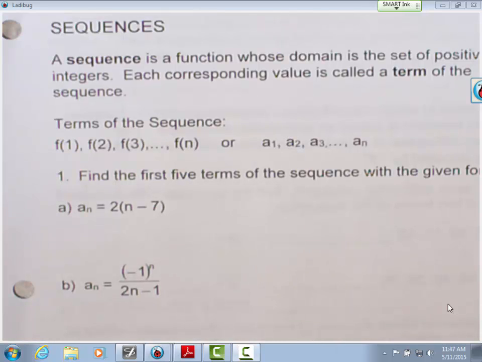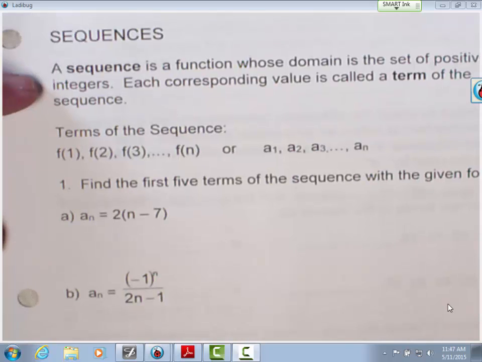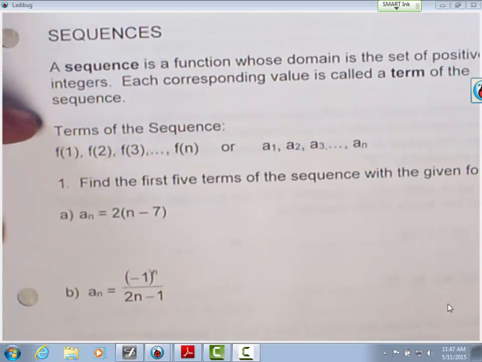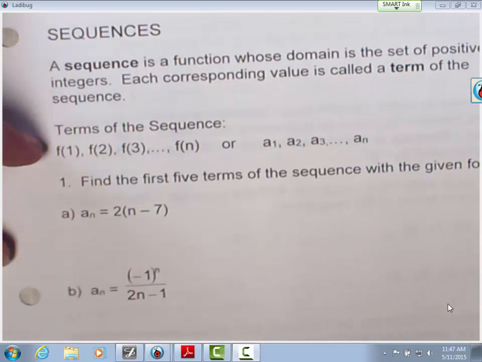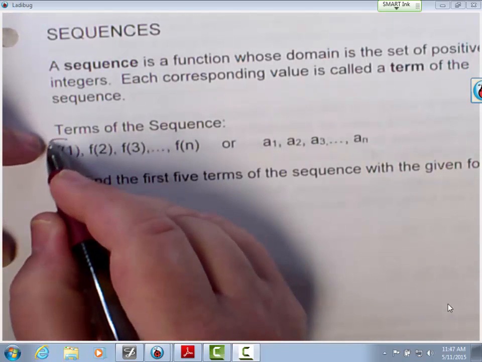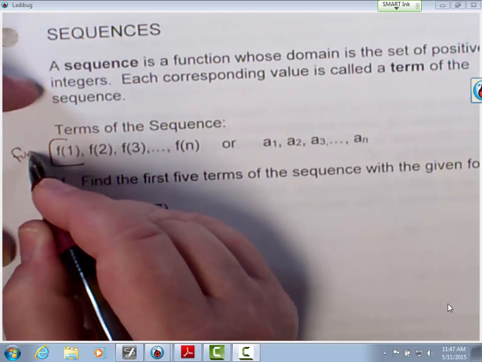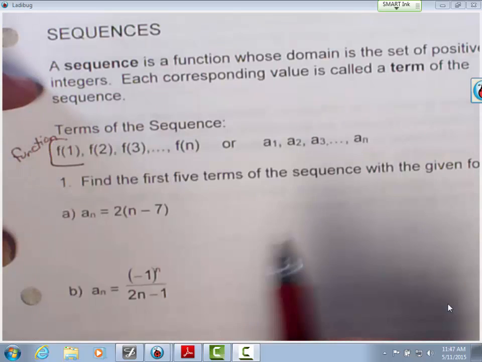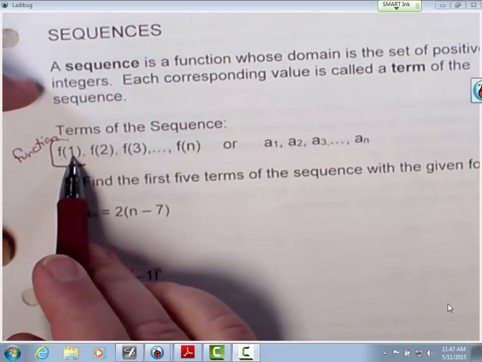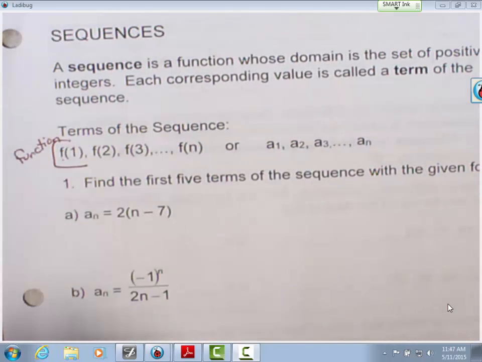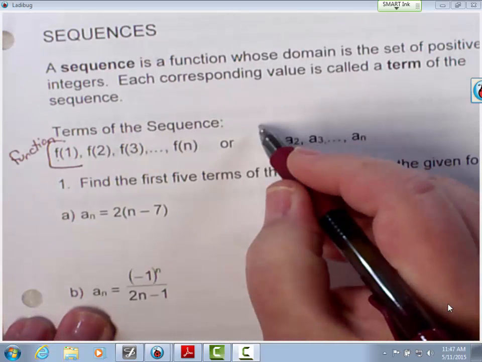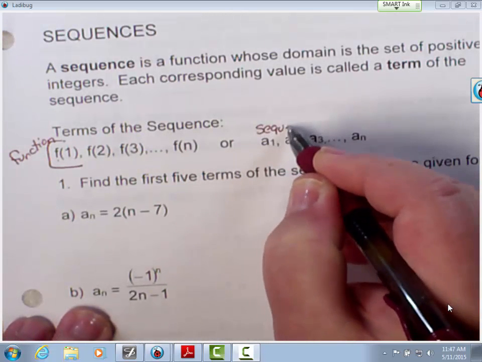Okay, so we're looking at a sequence, and it is a function whose domain is the set of positive integers. Each corresponding value is called a term of the sequence. Okay, this here at the first is function notation. We said we would do something f to the number 1 and we would get a result. So that's function notation, and this is going to be our sequence notation.